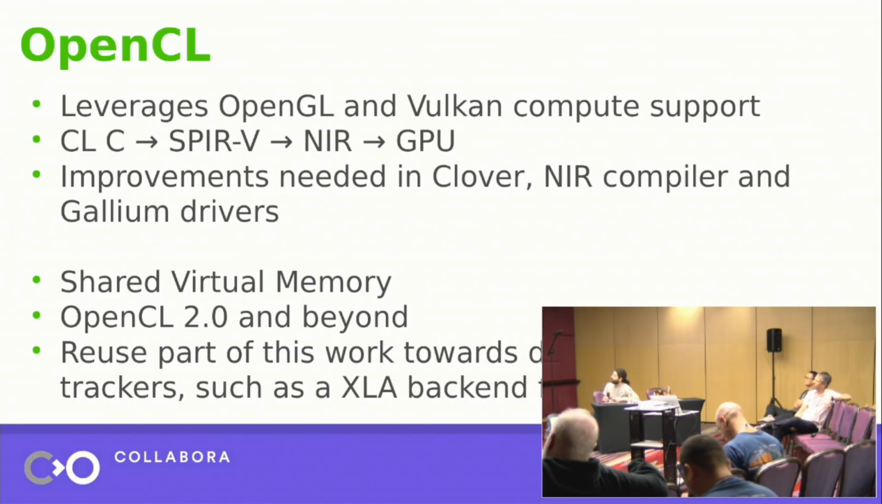And more in the future, we need to look at supporting shared virtual memory, which means that you can have pointers, you can have complex data structures in shaders, in kernels. And that will get us quite close to OpenCL 2.0, and there's more afterwards. And there's that idea that once we have all these, we can probably support better machine learning backends by exposing that directly without going through OpenCL. That's more experimental.